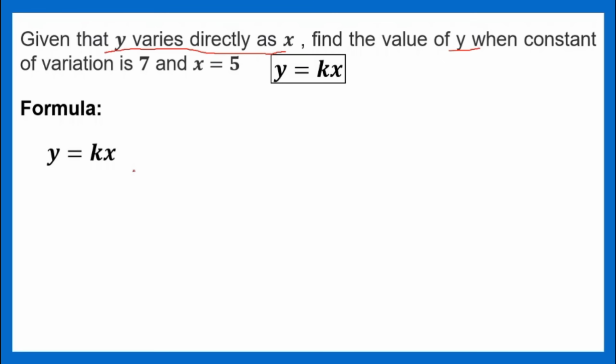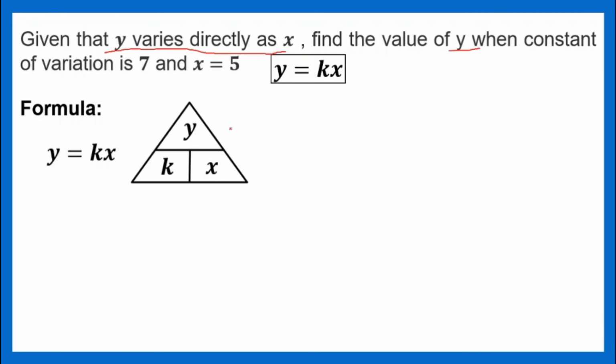Ito siguro na-encounter niyo na rin sa science lessons or math lessons na ganitong technique para makuha yung formula. So, ito yung triangle, wherein using this triangle, pwede nating makuha lahat ng possible formulas, yung 3 formulas out of this equation. Tandaan niyo lang itong triangle. Dito lagi yung y, dito lagi yung k, dito lagi yung x. This triangle only works for direct variation. Y ang taas, K ang baba, X ang kabila.